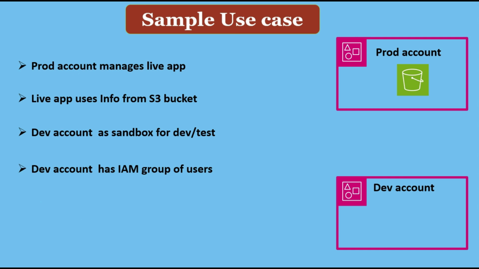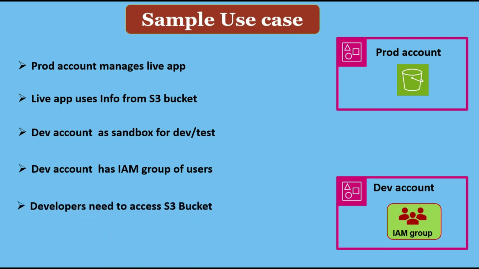Once in a while, these developers also need to access the production account, and there will be a set of IAM users or roles available in the developer account, and these developers need to access the resources in the production account, for example an S3 bucket. So for this purpose, there should be a role in the production account to access the S3 bucket, and the users in the developer account will be able to assume this role and access the resources in the production account. This is just a very sample use case. There could be many other use cases where you require different resources, different roles, different responsibilities.